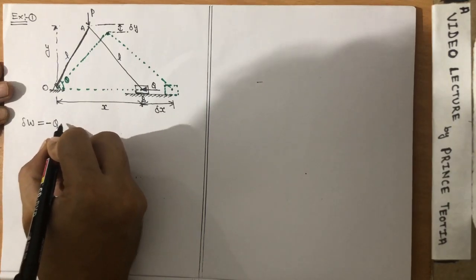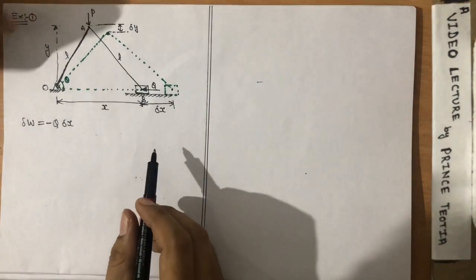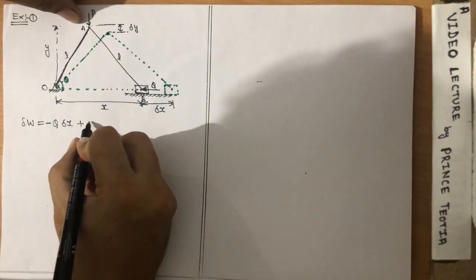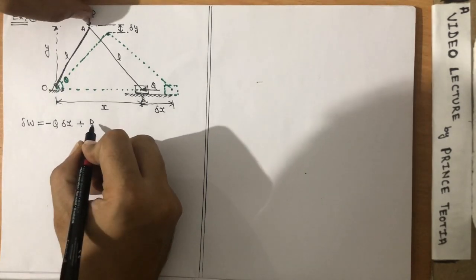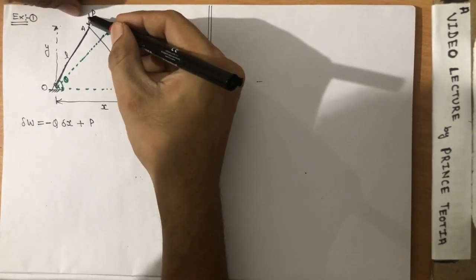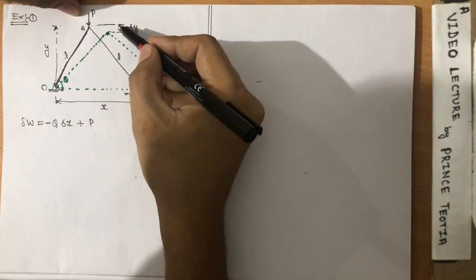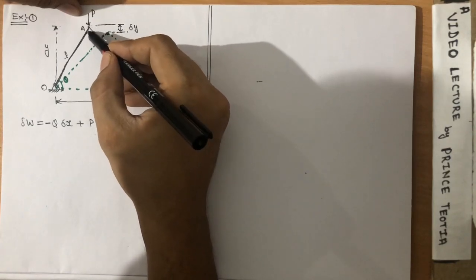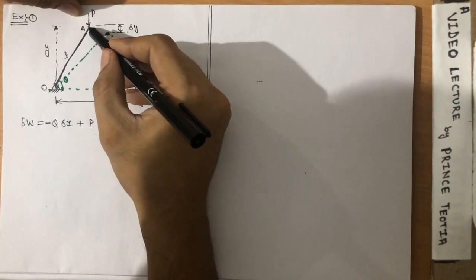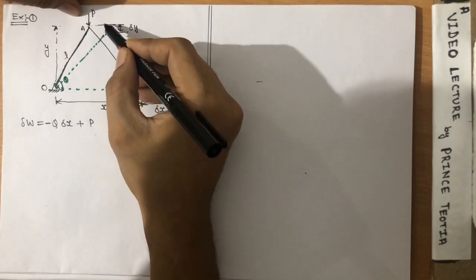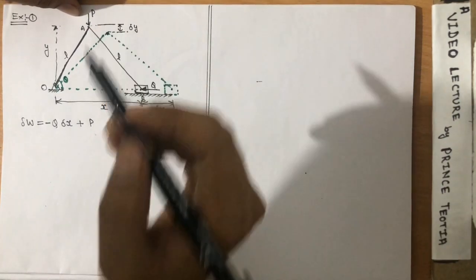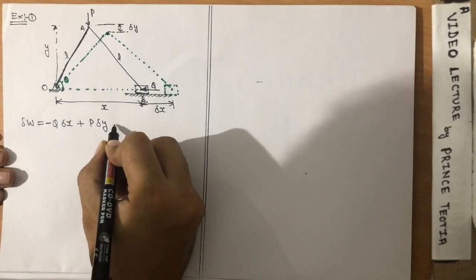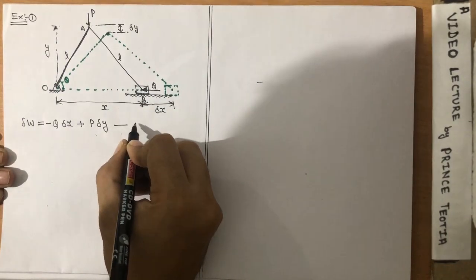So minus Q into delta X, and the next force is P. So the P force into displacement in the direction of force. This is the force and the displacement in the direction of force is delta Y. So force in this direction and this point is displaced also in the same direction. Okay, initial position is this, final position is this, so this is in the same direction, so this will be positive. So this is P delta Y, this is the total virtual work.